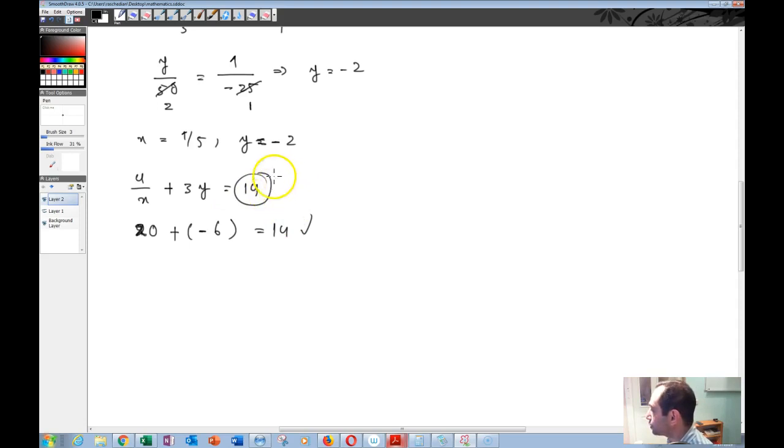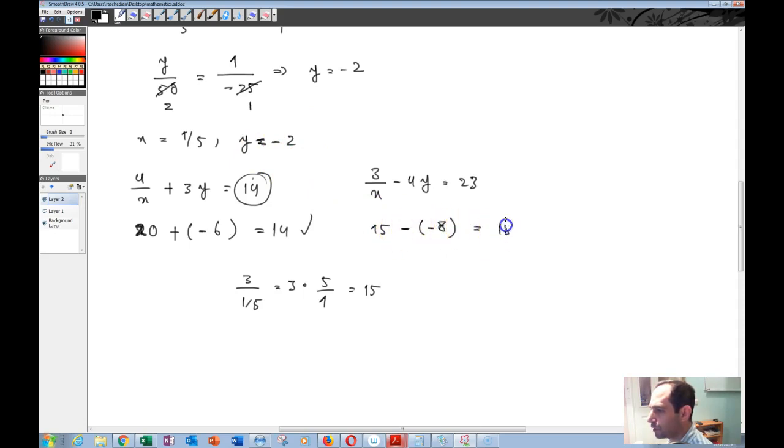which is equal to this thing over here. The other equation that you had was 3 over x minus 4y is equal to 23. So 3 over 1/5 is the same thing as 3 times 5 divided by 1, which is equal to 15. Okay, so I write 15 over here. 4y is basically 4 times negative 2, which is equal to negative 8. And this is equal to 15 plus 8, which is equal to 23. And that's the number that you get here.